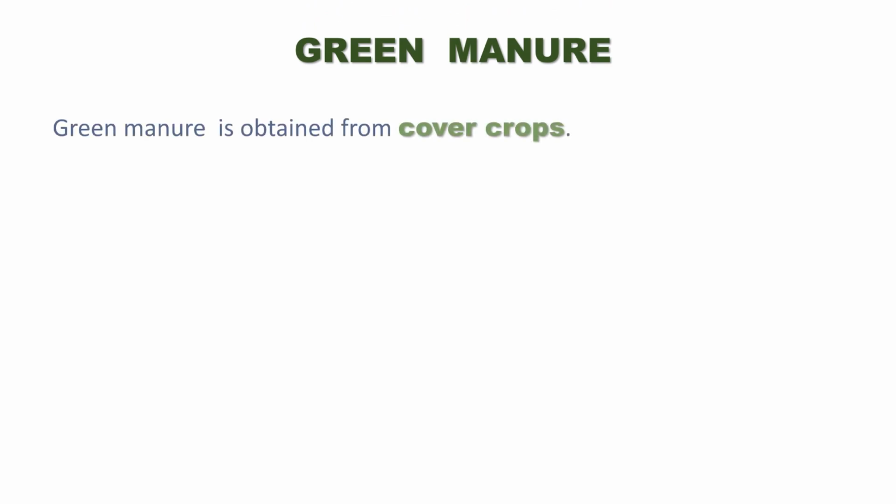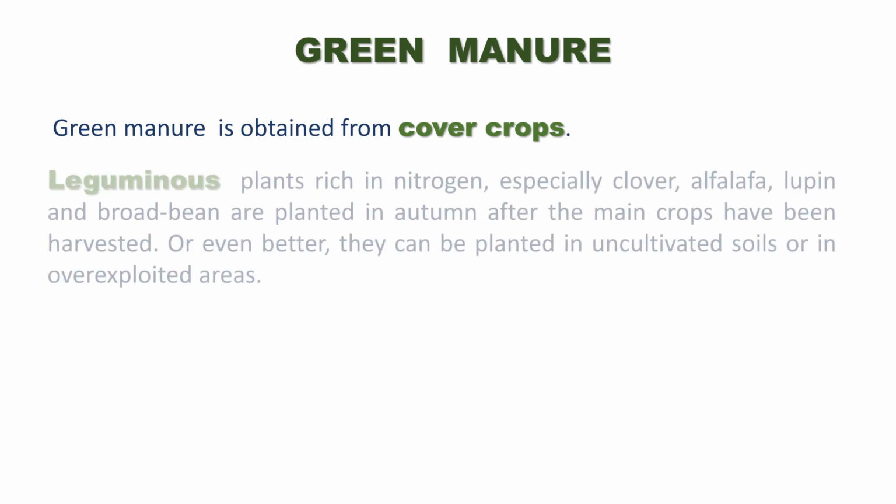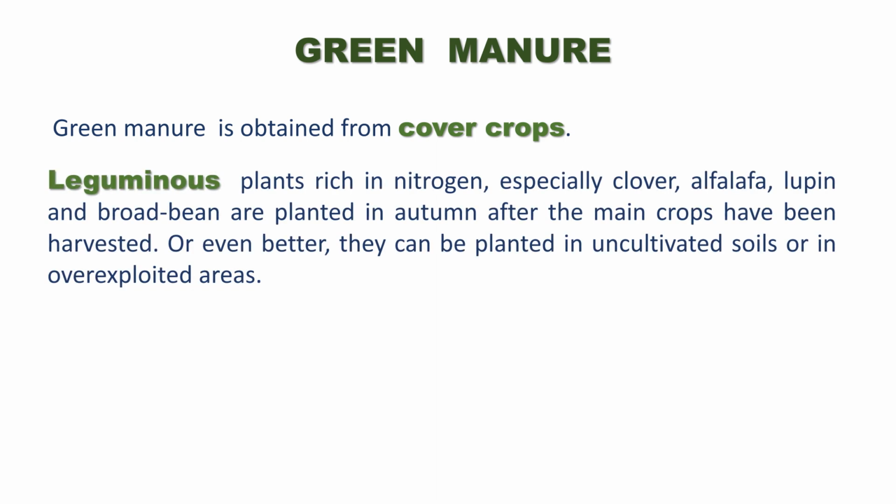Green manure. Green manure is obtained from cover crops. Leguminous plants rich in nitrogen, especially clover, alfalfa, lupin, and broad bean, are planted in autumn after the main crops have been harvested. Or even better, they can be planted in uncultivated soils or in overexploited areas.